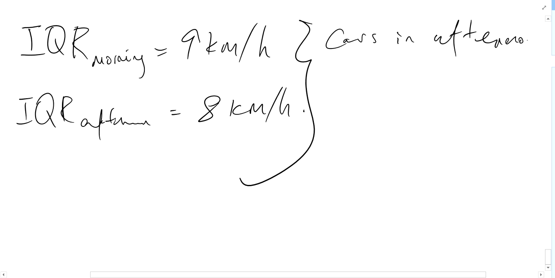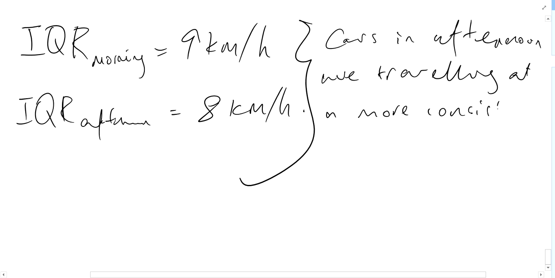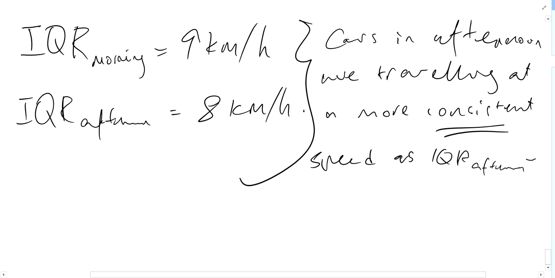Cars in the afternoon are traveling at a more consistent speed. This is the keyword, speed. As IQR afternoon is less than IQR morning. With this, you will get your 2 marks. Not difficult, very standard type of question.